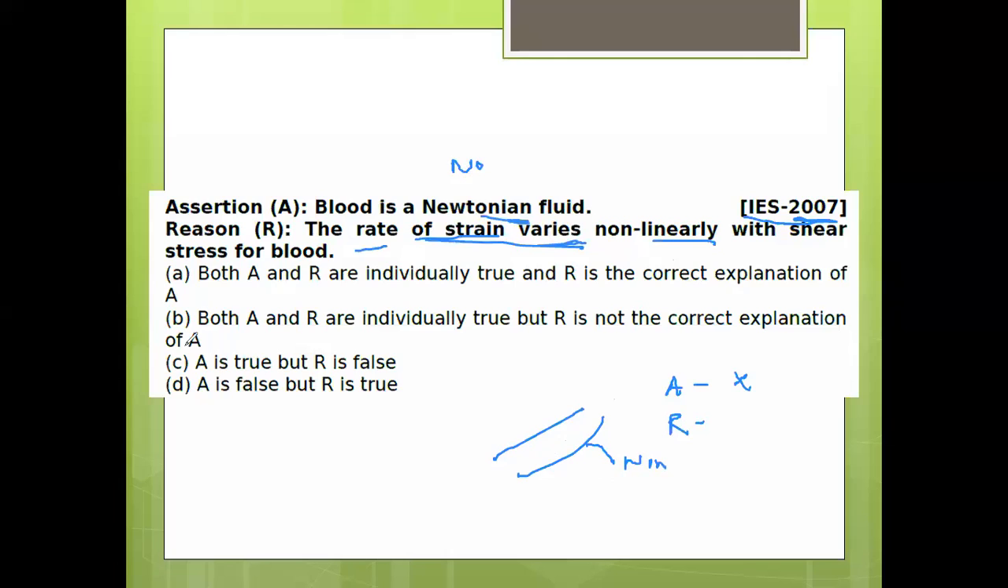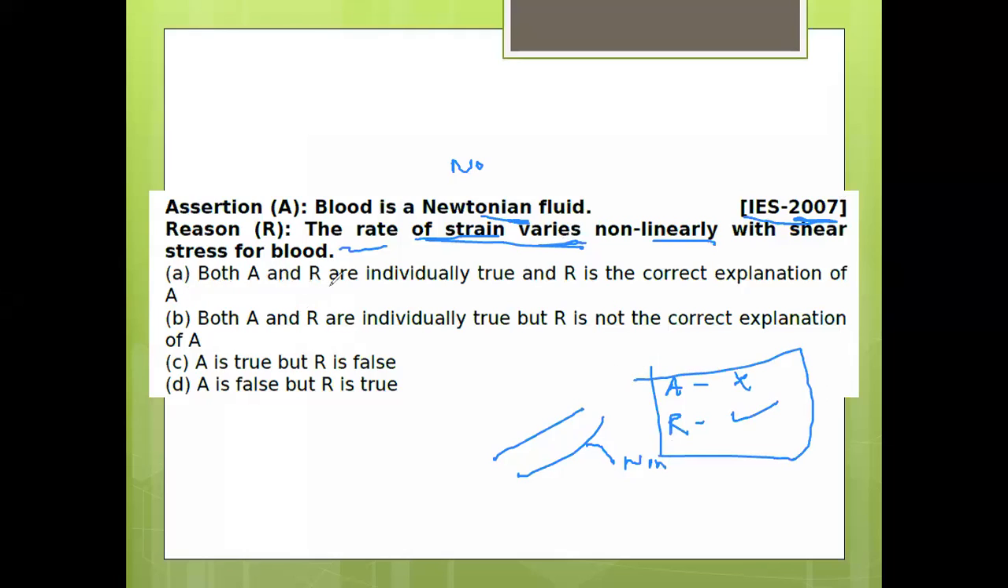I want the answer from your side. A is wrong and R is correct. R is right, true. R is true. Now, after writing this one, let us see the options.